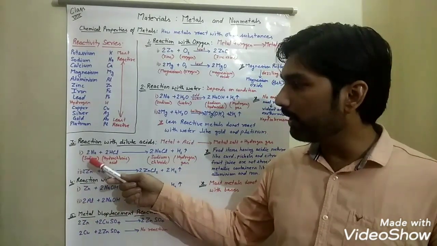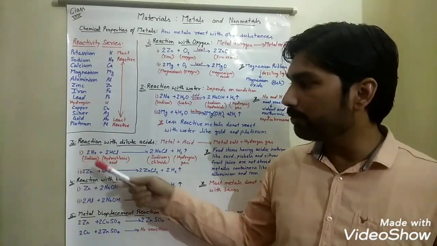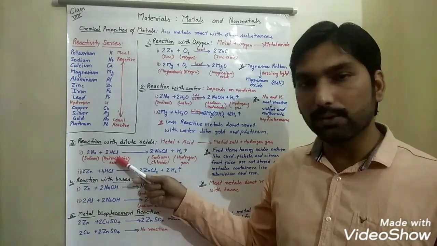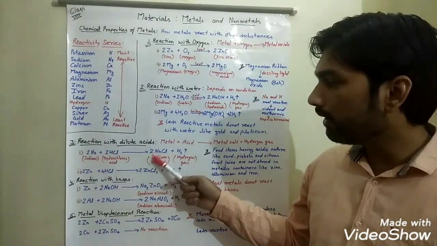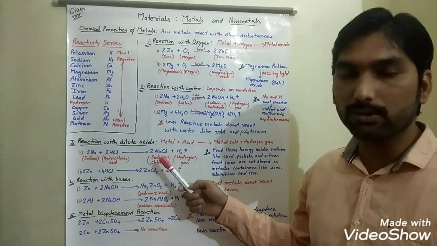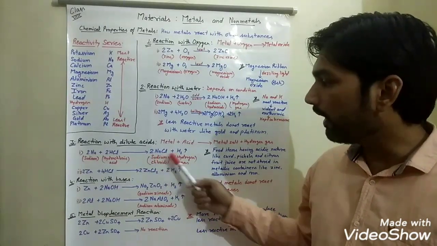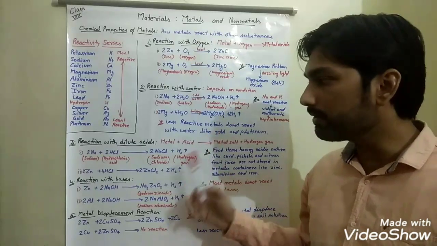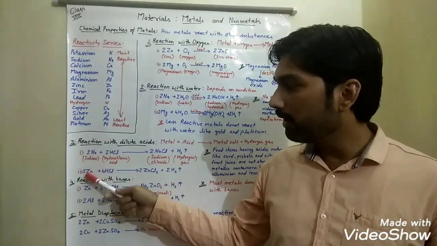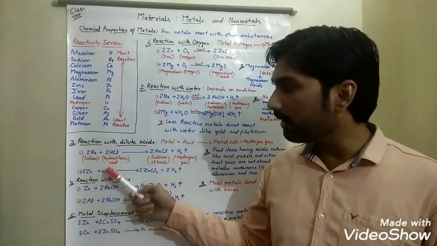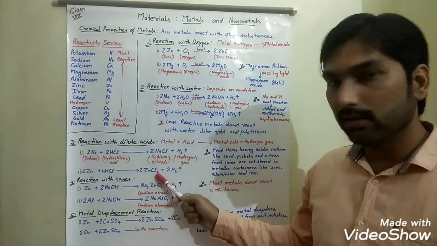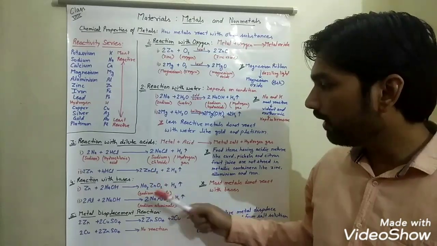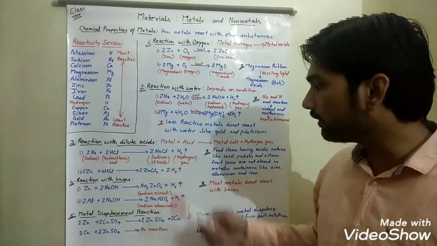So one example is here. Whenever sodium reacts with HCl, hydrochloric acid, they are going to form sodium chloride, that is the common salt, you are aware of this, and hydrogen gas will be released. In the same way, whenever zinc reacts with hydrochloric acid, zinc chloride, again a metal salt, will form with the release of hydrogen gas.